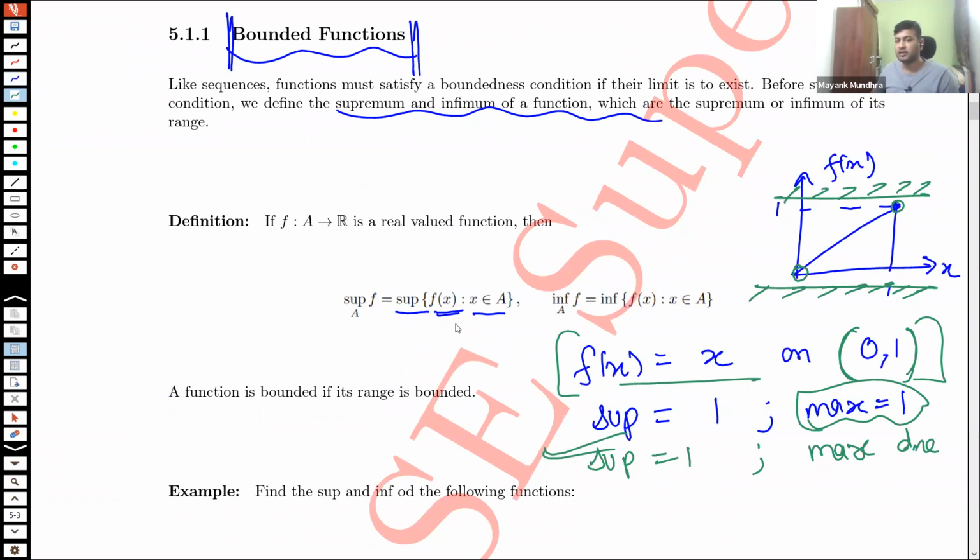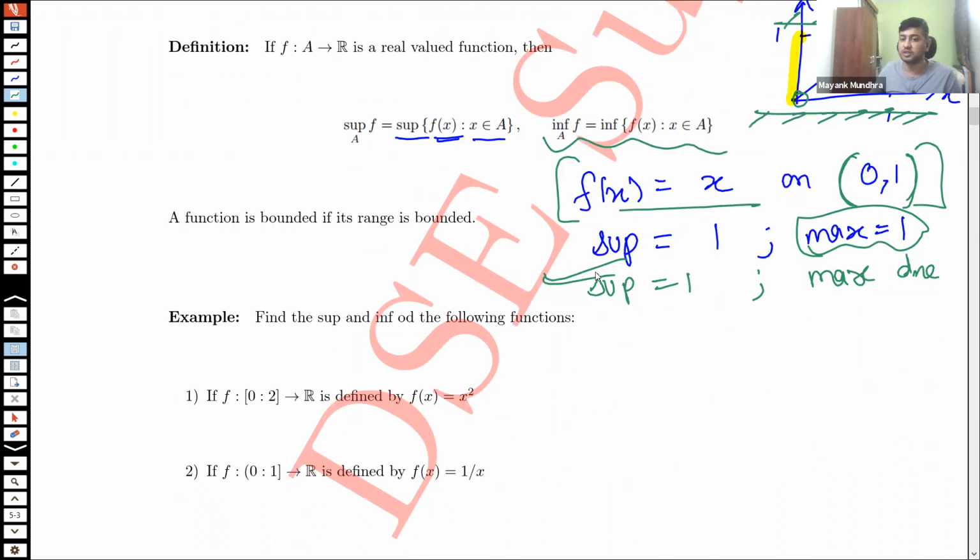So here, for this particular function, the range is also open 0 to 1. So the supremum is 1, and the infimum is the largest number that is less than or equal to all the values in the set. That is going to be 0. So the infimum of this function is 0, even though the minimum does not exist.